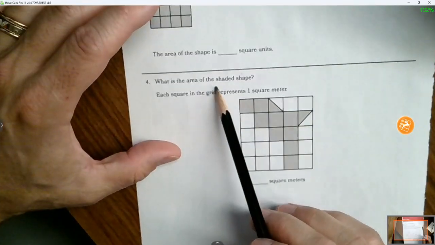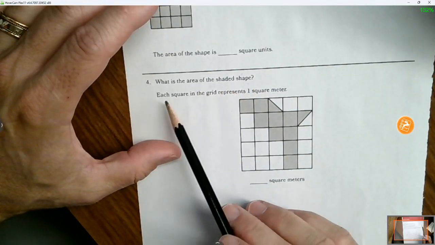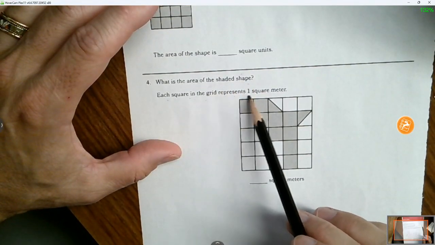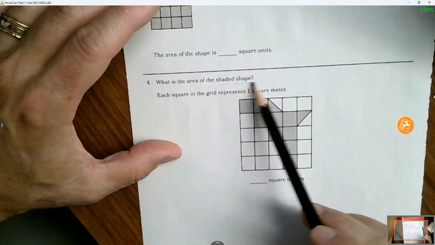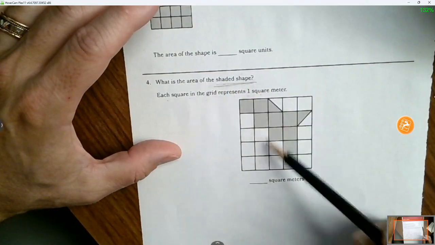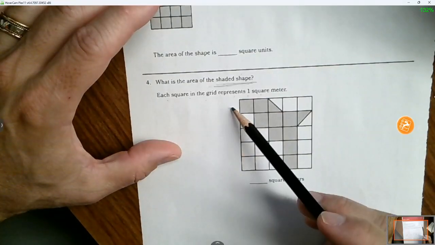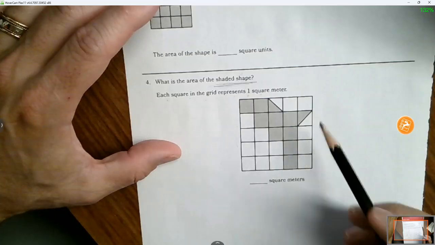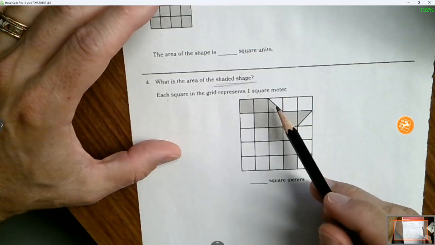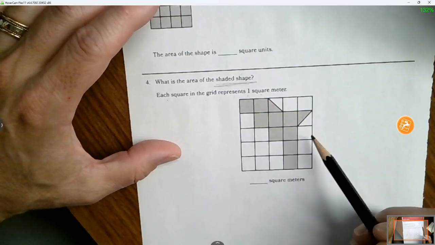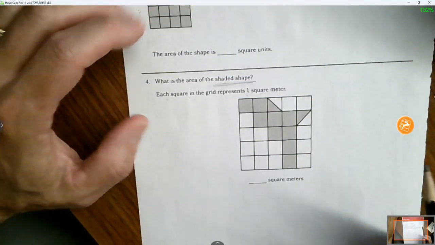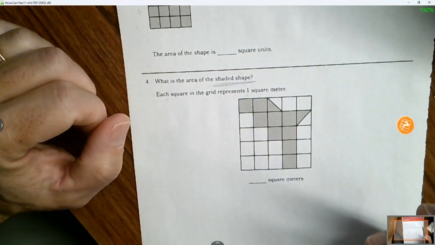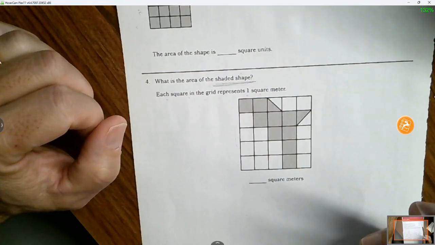All right. What is the area of the shaded shape? Each square on the grid represents 1 square meter. It says shaded shape. Not all of it. So you can't do length times width. You're just going to have to count these. This is a half and this is a half. So if you put these together, that's a whole. So just count it. All right? Just count the shaded boxes. Put the total down.